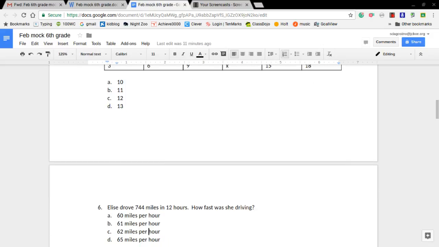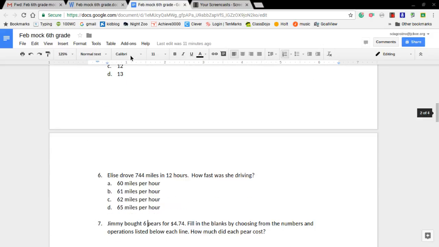Number 6, Elise drove 744 miles in 12 hours. How fast was she driving? A, 60 miles per hour. B, 61 miles per hour. C, 62 miles per hour. D, 65 miles per hour.